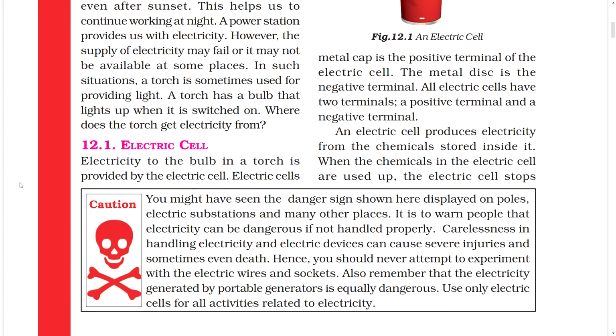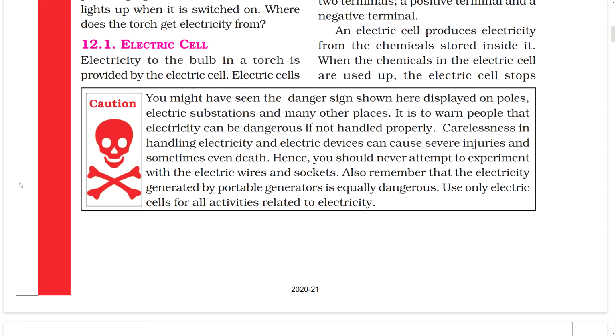Caution: you might have seen the danger sign shown here displayed on poles, electric substations, and many other places. It is to warn people that electricity can be dangerous if not handled properly. Carelessness in handling electricity and electric devices can cause severe injury and sometimes even death. Hence, you should never attempt to experiment with the electric wires and socket. Also remember that the electricity generated by portable generators is equally dangerous. Use only electric cells for all activities related to electricity.